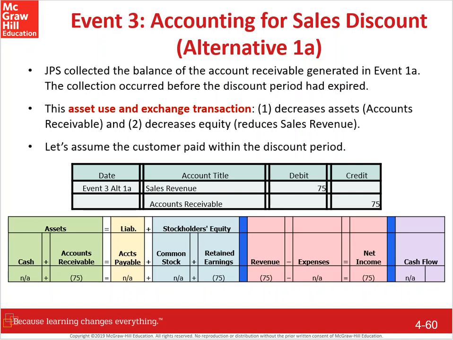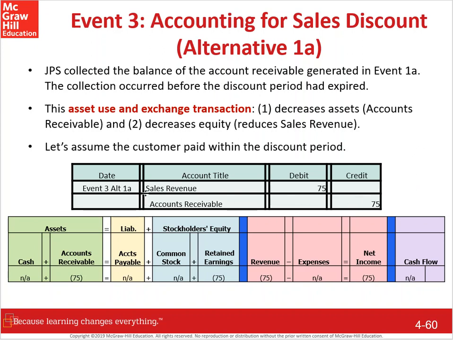Well, it was $8,500 from event 1, but then there was a return of $1,000 in event 2. So they owe us 7,500. So if we take 7,500 times 1%, that's where we're getting $75. So the $75 is 7,500 times 1%. So that's where that's coming from.